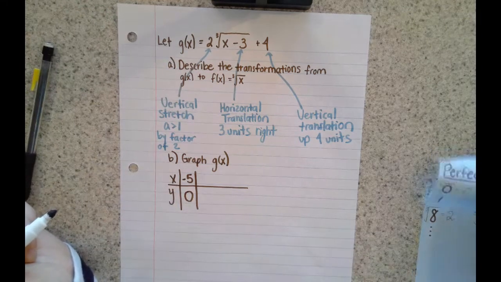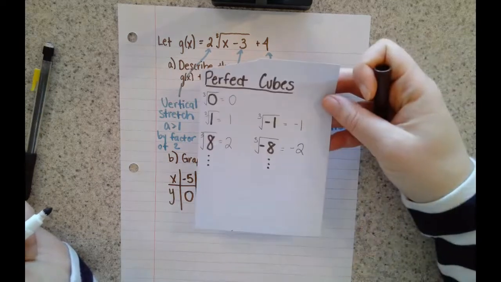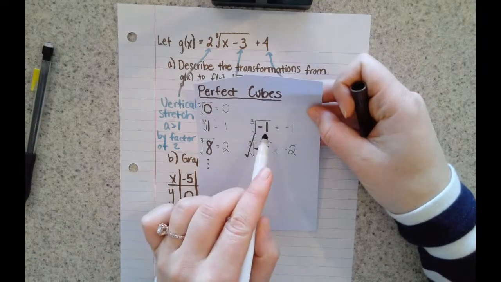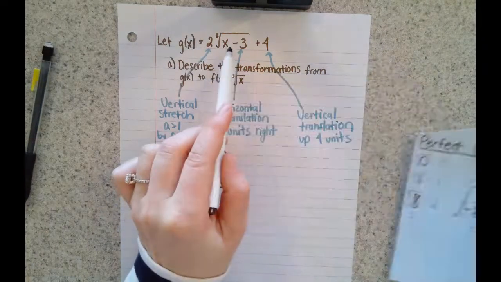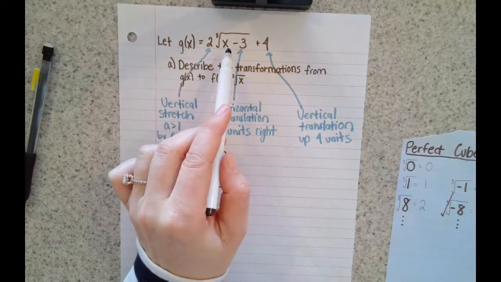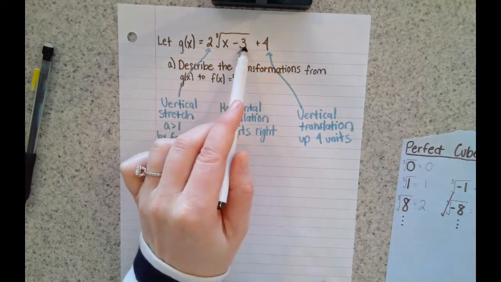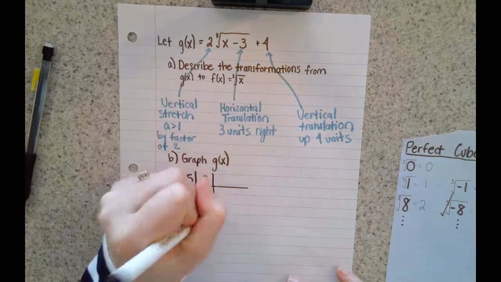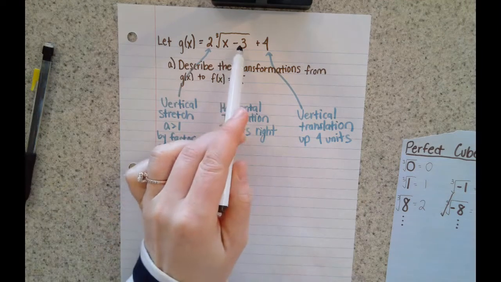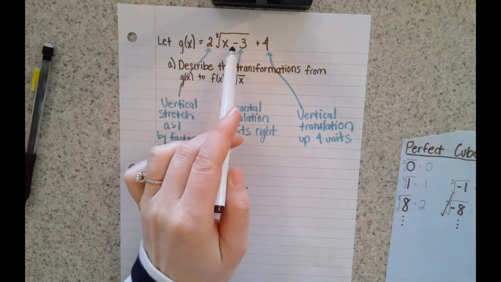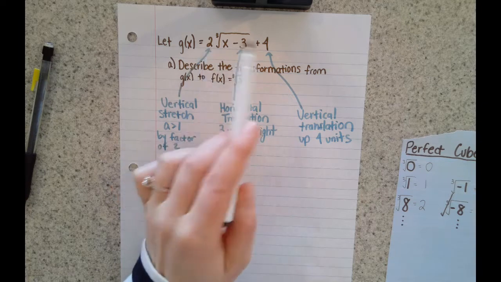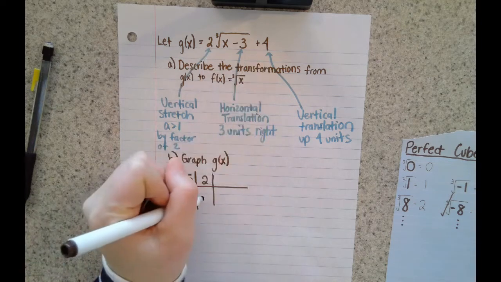All right, the next perfect cube I want to shoot for, I've already done the -8. Now I want to try to get a -1 under my cube root. I know that 2 minus 3 is -1. So my next input will be a 2. 2 minus 3 is -1. The cube root of -1 is -1. -1 times 2 is -2. And -2 plus 4 is 2.